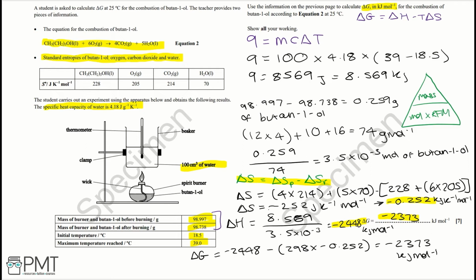You get a mark for working out your Gibbs free energy or your delta G. The first mark comes from just stating the equation and plugging the numbers in. Then your second mark comes from your correct typing in of the calculator and getting minus 2,373 kilojoules per mole.